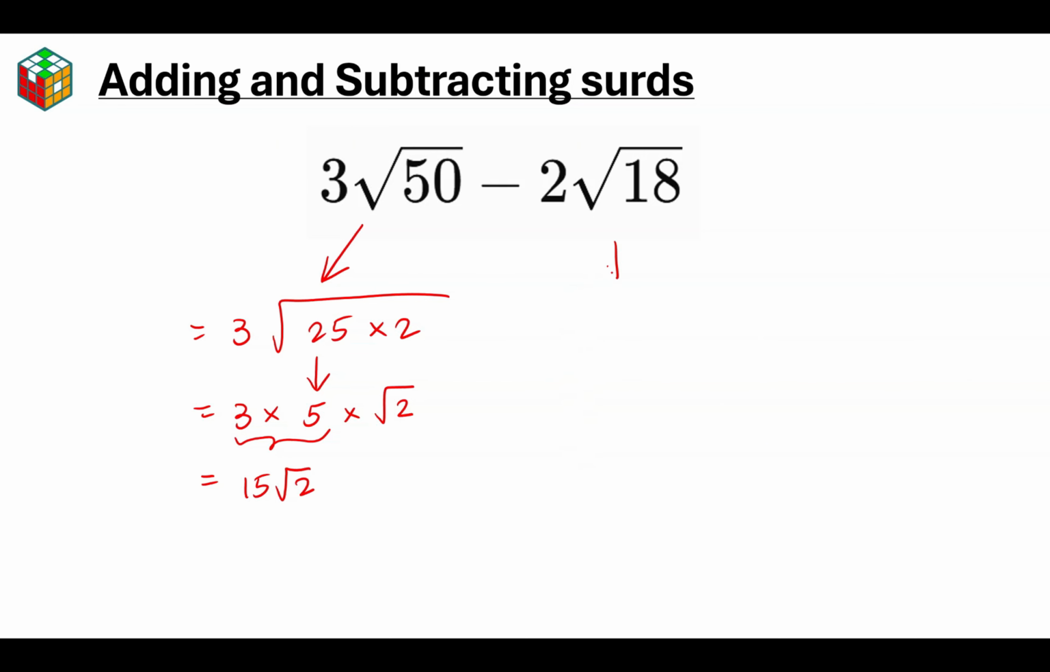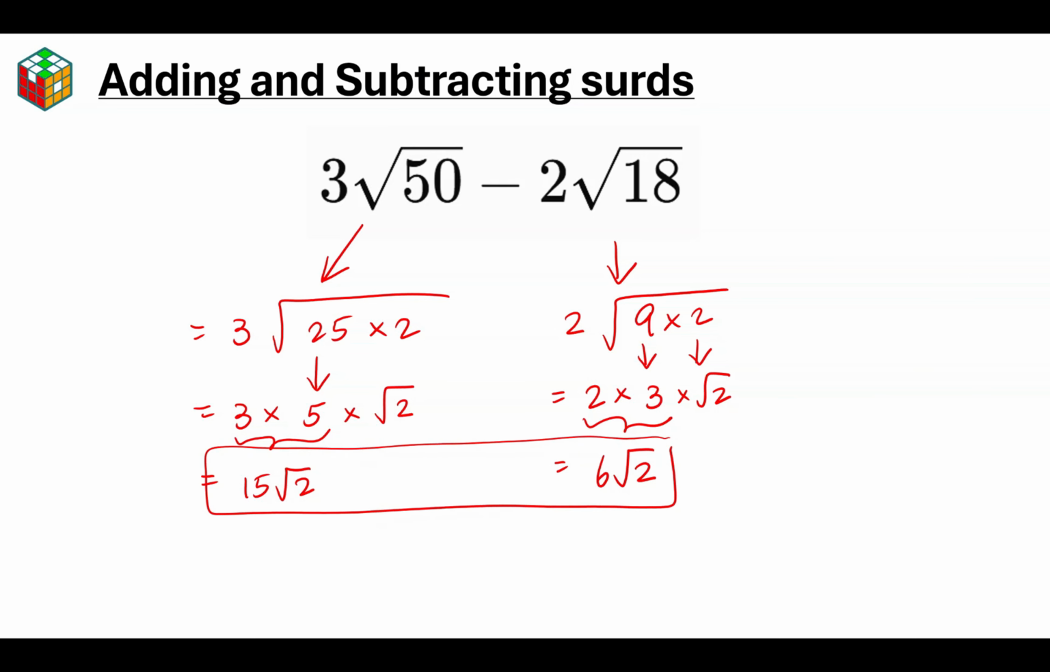Then here, 2, 18, I can think of 9 times 2. So 2 still there. Root 9 becomes 3. Root 2 is still root 2. Tidy up, 6 root 2. Now you can take it away. 15 root 2, take away 6 root 2 is going to be 9 root 2. So my final answer is going to be 9 root 2.